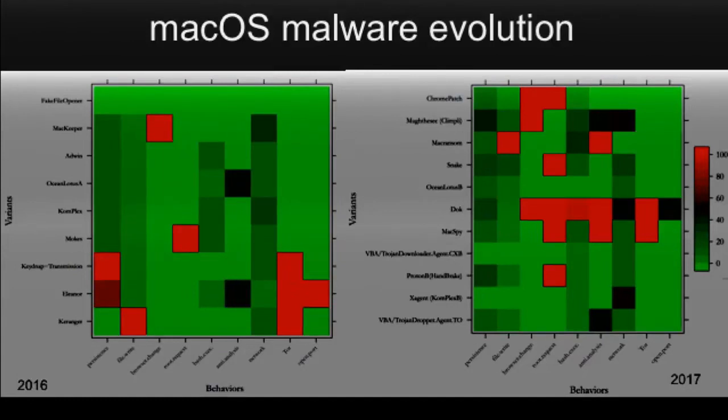The 2 heat maps have been constructed with featured behaviors on the horizontal axis and the malware variant names on the vertical axis. We see that macOS malware in 2017 demonstrates a drastic improvement in using anti-analysis techniques, including anti-debug, hibernation, discovering hardware specifications, or discovering security tools running on the victim machine.